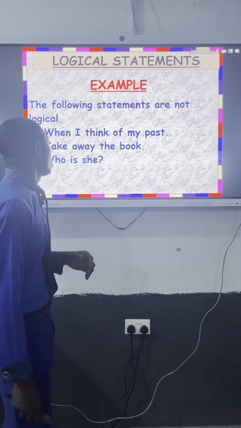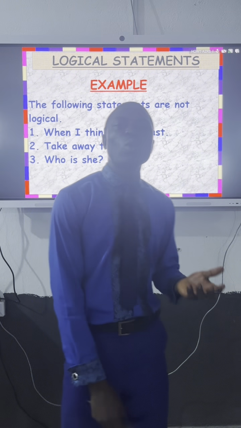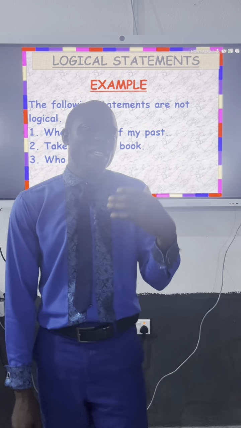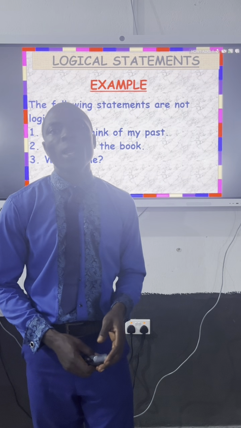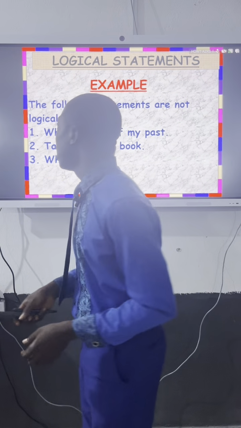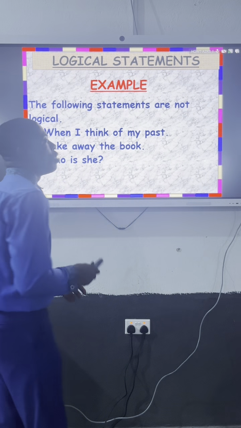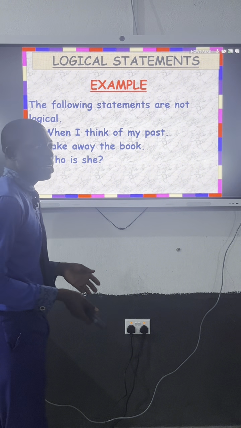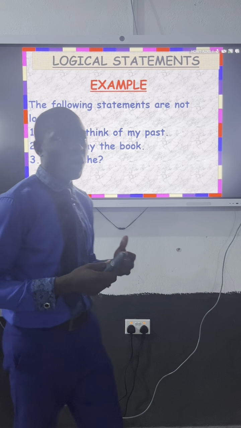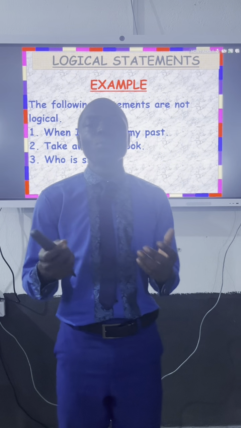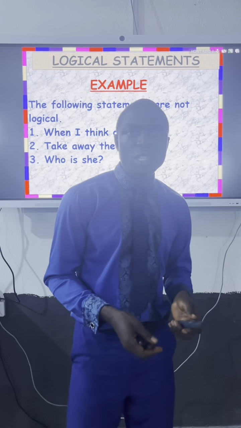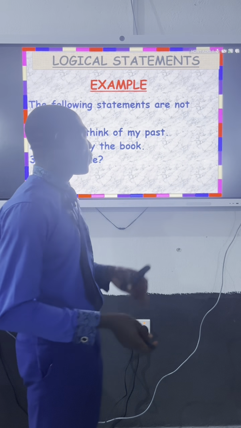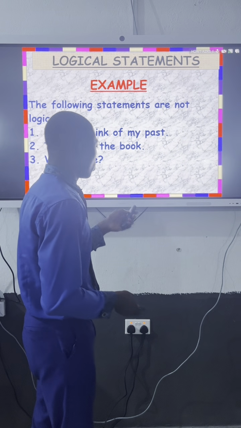Look at the next one. Who is she? You're asking a question. Who is she is just a question, not giving you the chance to tell whether this thing is true or this thing is false. Is that okay? So these three statements here are not logical statements. That's because what they are saying does not really give you the opportunity to allocate the truth value of T or the truth value of F to any of these statements. So this is what we mean by that.